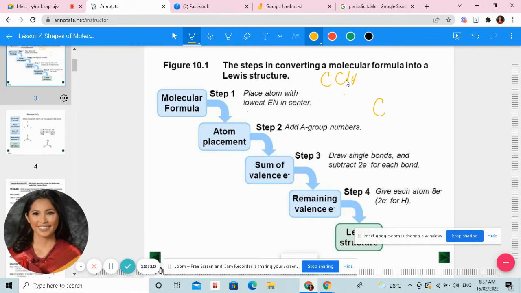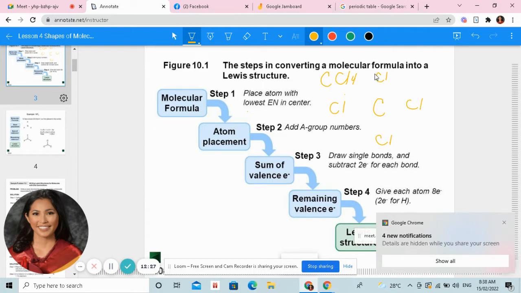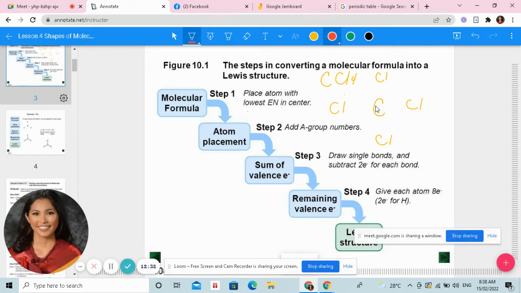Okay, so this time let's also add the other atoms. We have Cl, Cl, Cl, and Cl. Now this time, how many valence electrons does your carbon have? We have four: one, two, three, and four. So each side needs electrons. That's why we distribute the Cl.